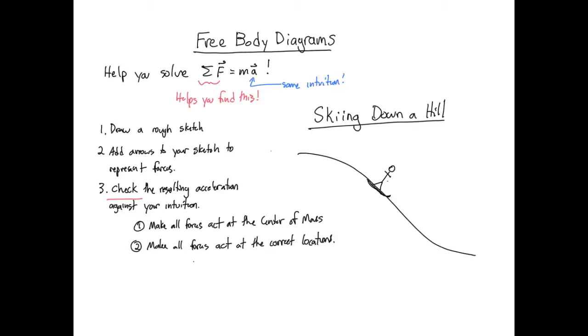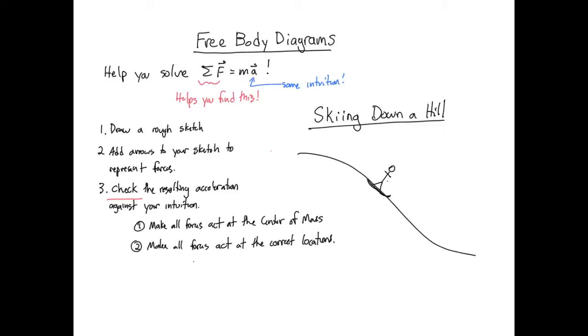I can make all the forces act at the center of mass of the object. For this skier, the center of mass would be something like right in his chest. Or you can make all the forces act at the correct locations. Which one of these you pick depends on how you're modeling your objects. If you're modeling your objects as points, which is sort of the first thing you do in physics, then the objects just represent points, and all the forces act at the center of mass, that's the only location on the object at which they can act. So typically you will start by making all the forces act at the center of mass.